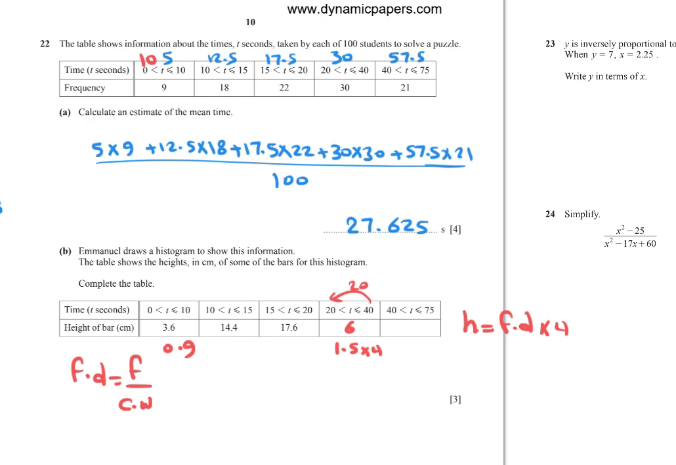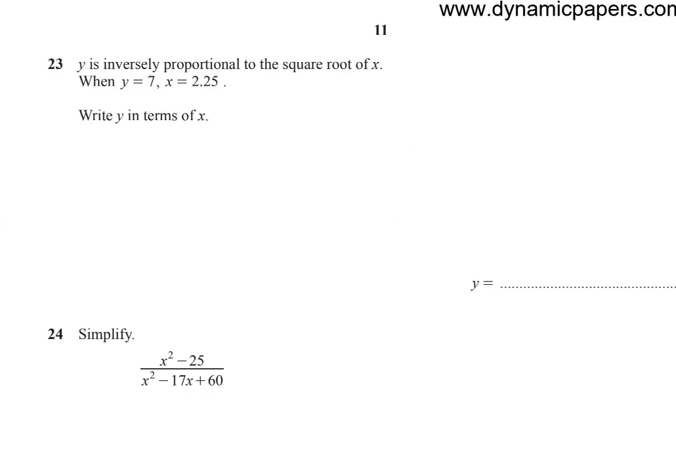So divide 21 by 35. This is the frequency density. Then multiply by 4. So it equals 2.4. So the height is 2.4.